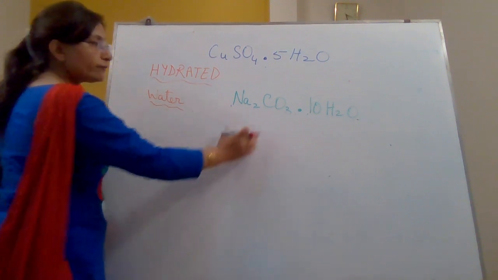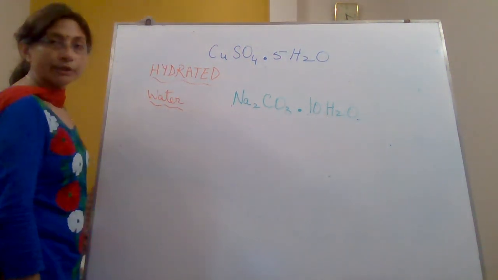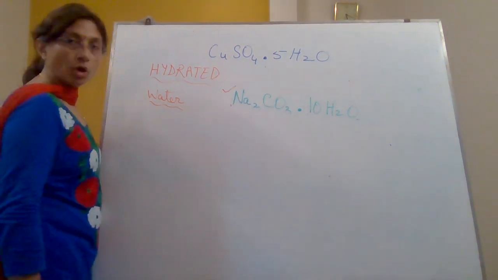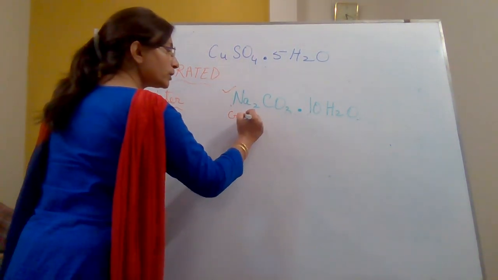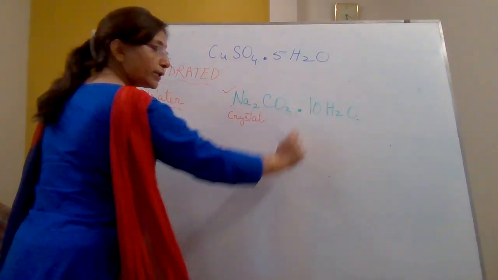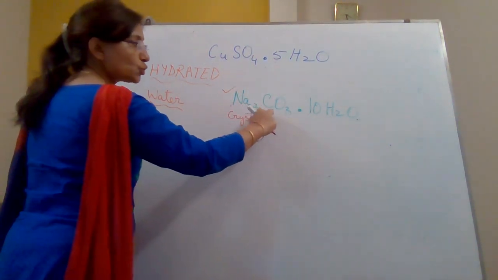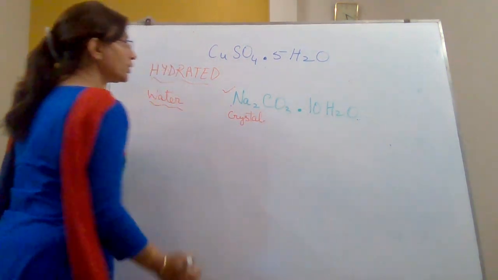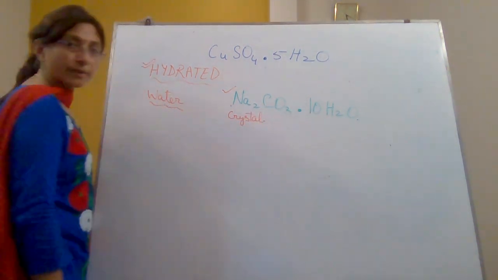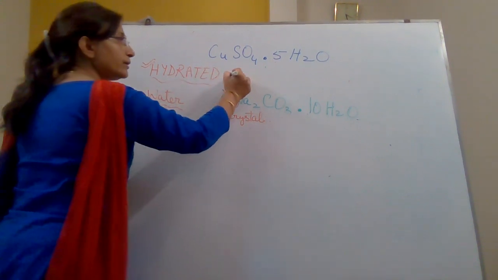ठीक है? So whenever with a salt molecule a fixed number of water molecules are attached, it represents two things. Number one, that this salt exists in the form of crystals, right? And since the water molecule is attached, we call this whole salt Na2CO3.10H2O as hydrated. यानी इस सोडियम कार्बोनेट में water present है. That is why we call this kind of a salt as a hydrated salt.